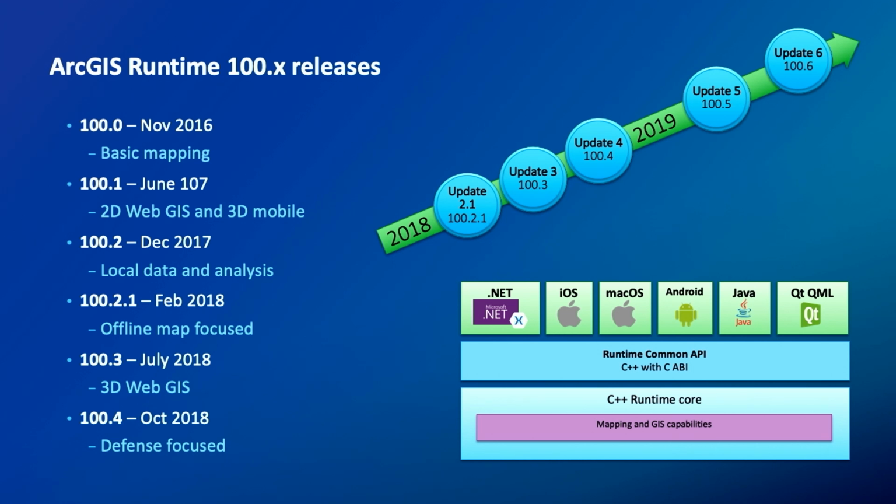So the first release was built on this new architecture of using a common core and provided basic mapping workflows. That was the 100.0 release. And then with update 1, we added support for the 2D WebGIS, so sort of using web maps and layer items from portals, and introduced 3D support for mobile devices.